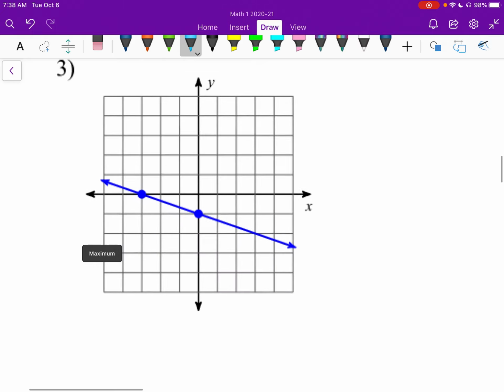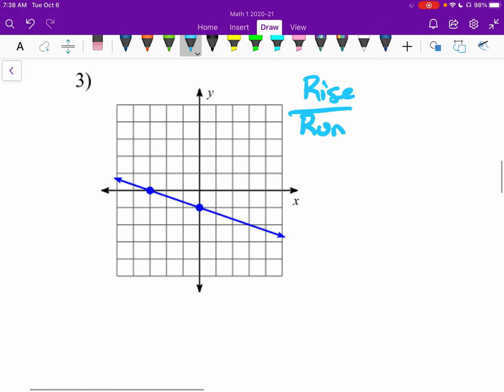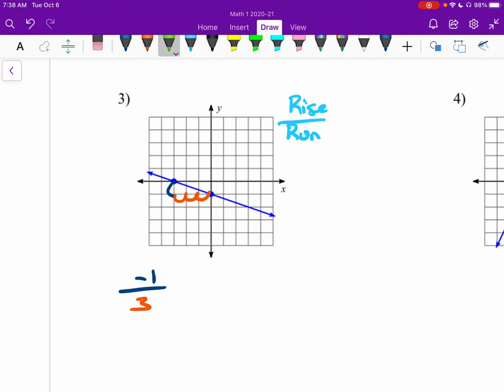All right, let's look at number 3. So we have rise over run. That's what we're trying to find. So I normally start on the left side of my graph, and I'm going to count over. 1, 2, 3. Oop, wait. Oh, normally I do my rise first. I'm sorry. We go down 1. I apologize. So -1 because we went down. And then 1, 2, 3 is our run, so 3. So -1/3. That's our slope.